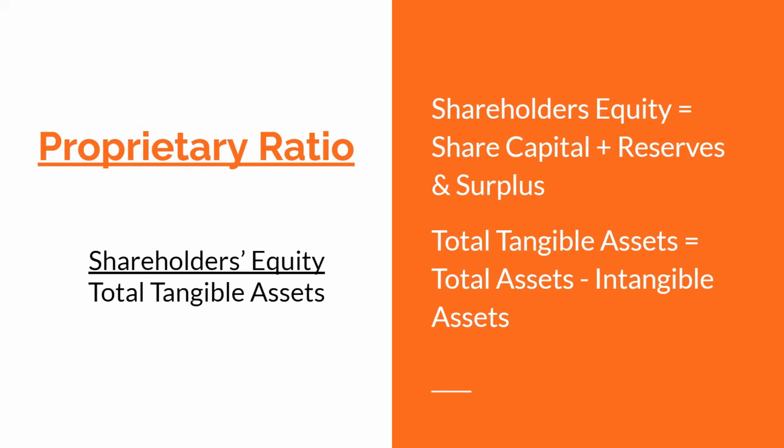So we had shareholders' equity to be 50,000 in the previous example, and total assets to be 1,50,000. Let's suppose your intangible assets are 50,000, so your tangible assets would be 1,50,000 minus 50,000. So your tangible assets are 1 lakh and your shareholders' equity is 50,000. So the ratio would be 50,000 divided by 1 lakh, so 1:2, which is again a good ratio.